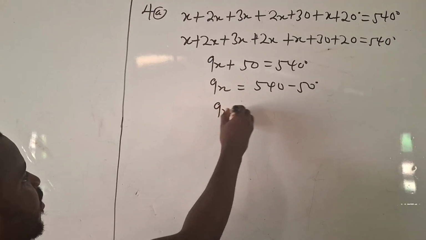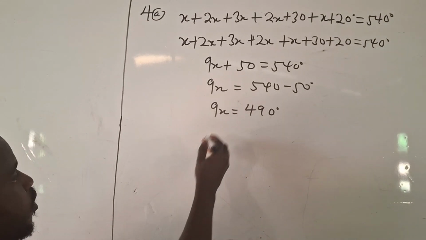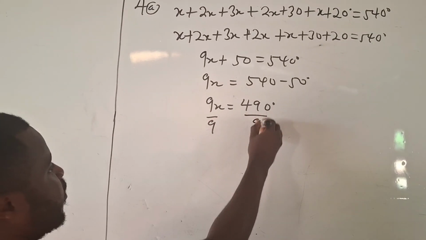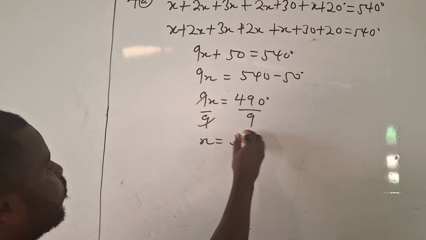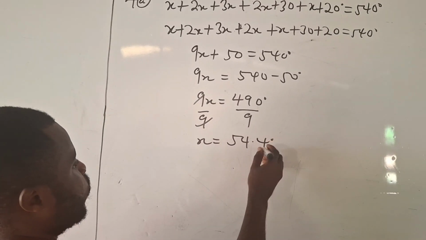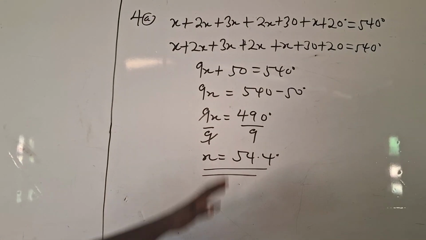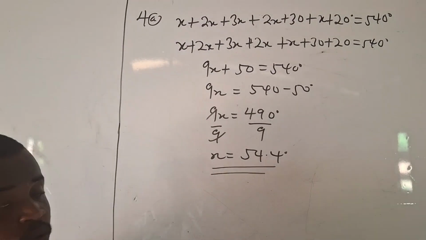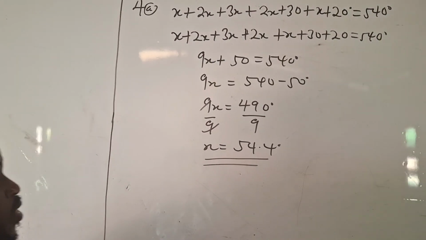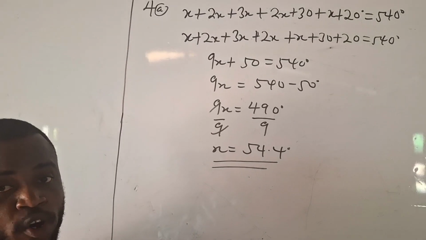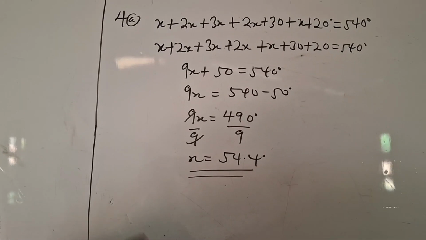So our 9x will give us 490 degrees. To get your x, divide here by 9x. So when you divide, you are going to get 54.4 degrees to one decimal place. So the value of x in this pentagon is 54.4. So you have to know what you are summing the interior angles to.